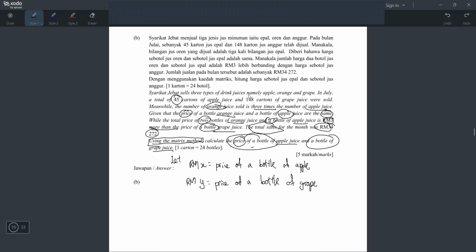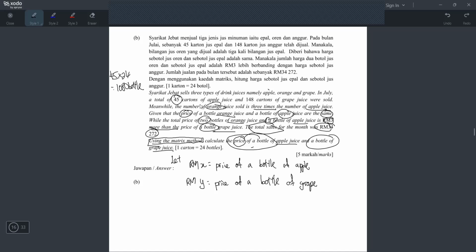Syarikat Jebat sells 3 types of juice drink, namely apple, orange, and grape. We already know the price of 1 bottle of apple is X, and the price of 1 bottle of grape is Y. They say a total of 45 cartons of apple juice and 148 cartons of grape juice were sold. So 45 cartons means how many bottles? They mentioned here 1 carton is 24 bottles. So if I darab 24, dapat berapa? Saya tekan dulu, dapat 1080 bottles.